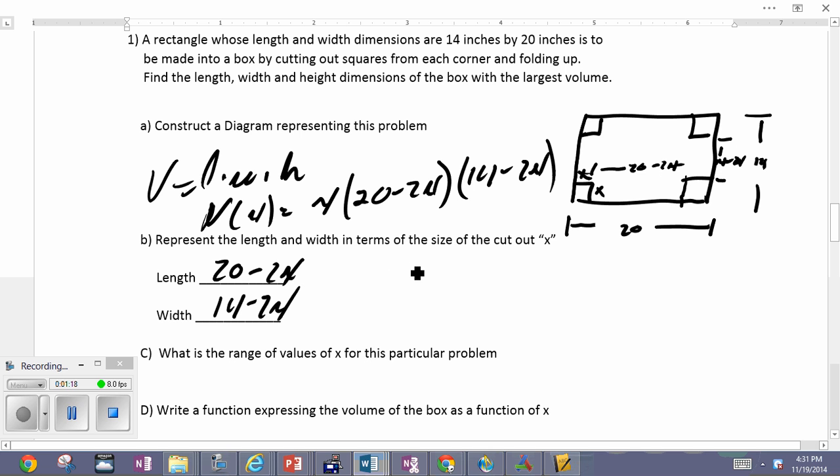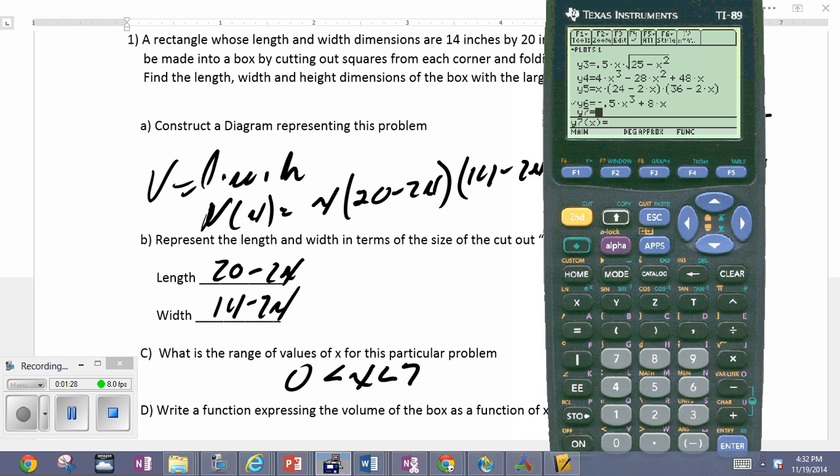Now, what is the range of values for X? We can't cut off more than half the shortest side. So X is going to run between 0 and 7. The rest is for your calculator to decide.